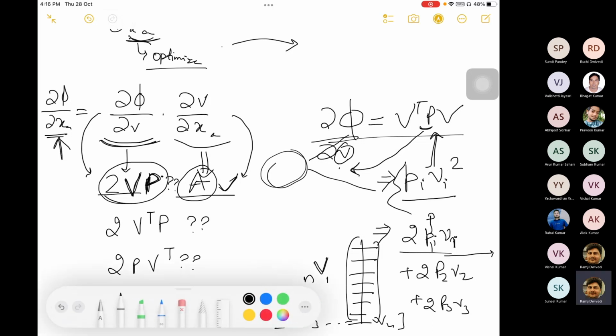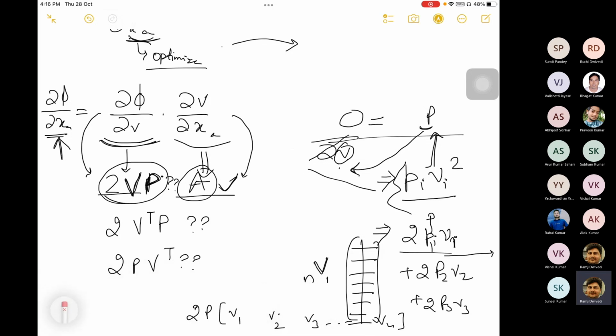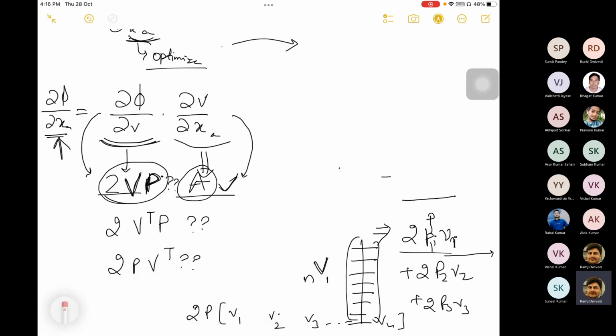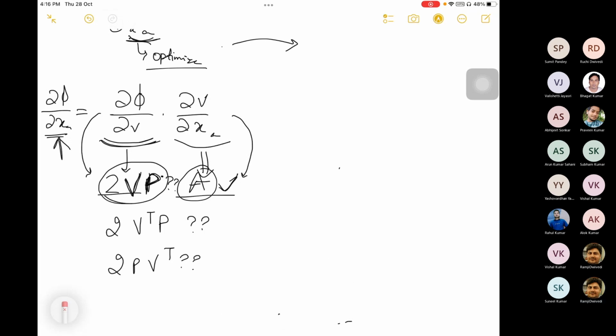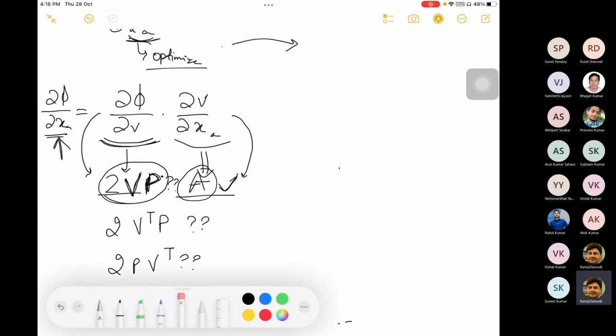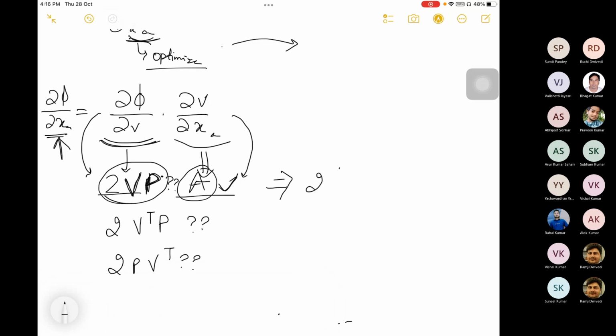So what you are trying to represent in the scenario, you are representing it with V transpose. Instead of V, you are explaining the same scenario with V transpose. Okay, now look at what you are doing here. So a better way of writing is 2V transpose P multiplied by A.